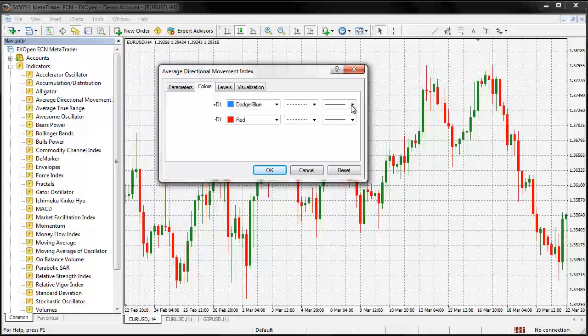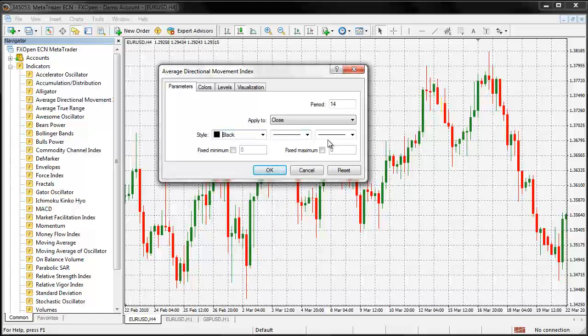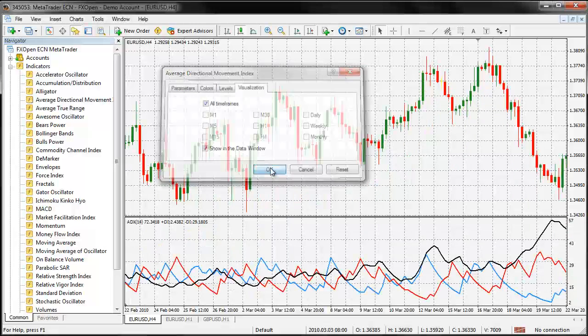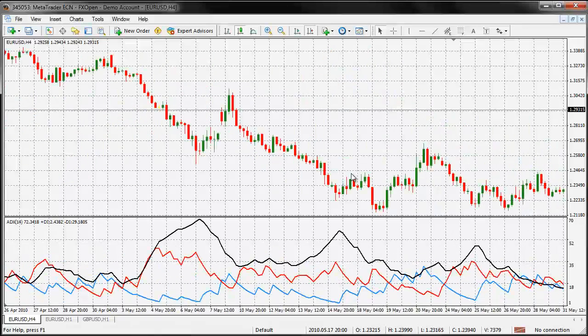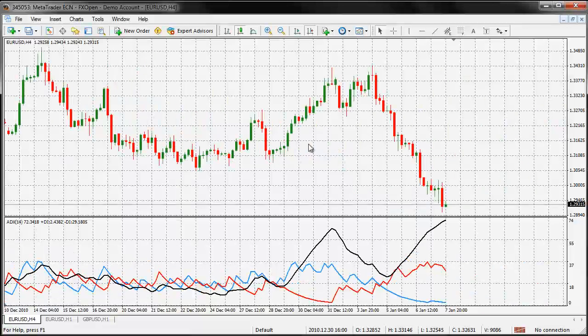Now what I then do is pull this back into a thicker line. Then for the parameters, let's change this to black, and I'm going to change this to a thick color as well. Period 14 can be left at default. The visualization you can leave, and the levels you can leave, and just click on OK. Now this is called the ADX for short, and its true name is the average directional movement index.